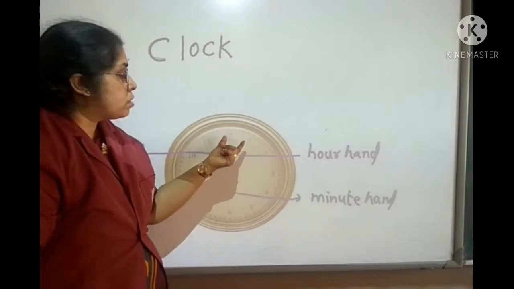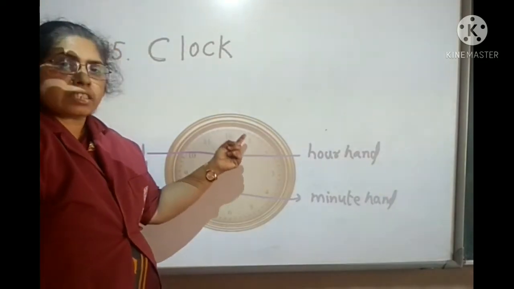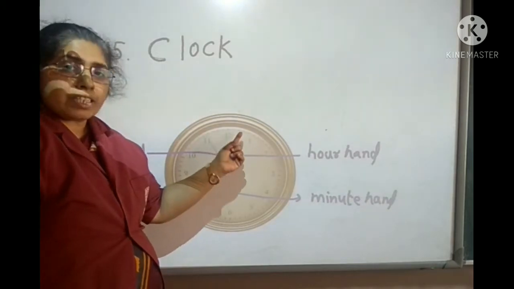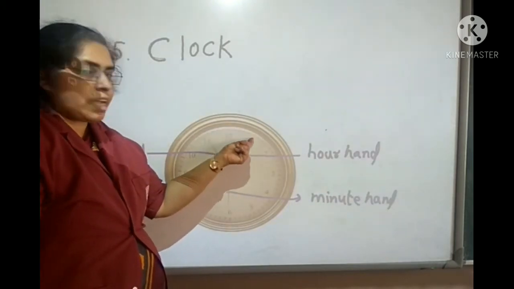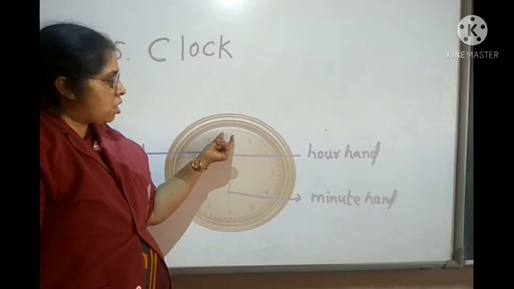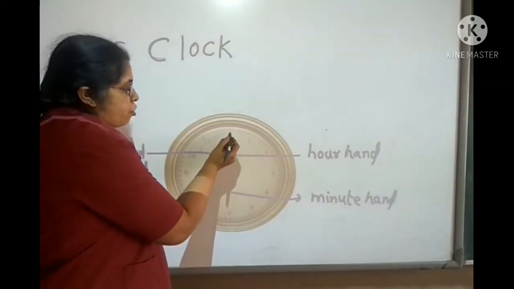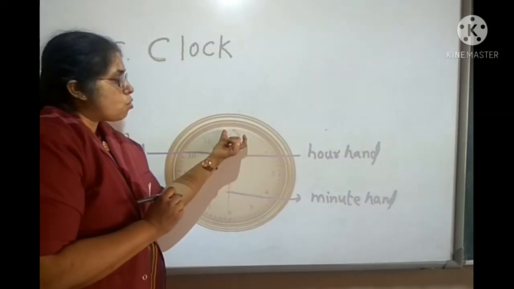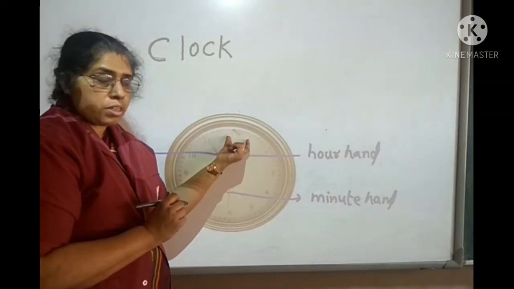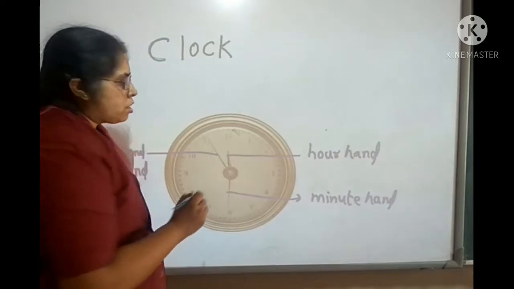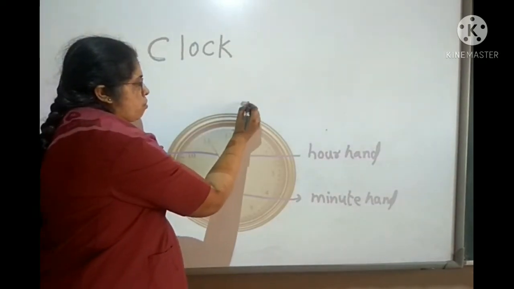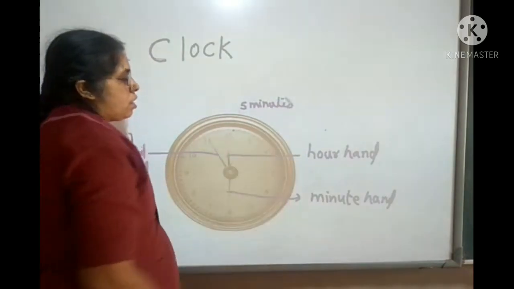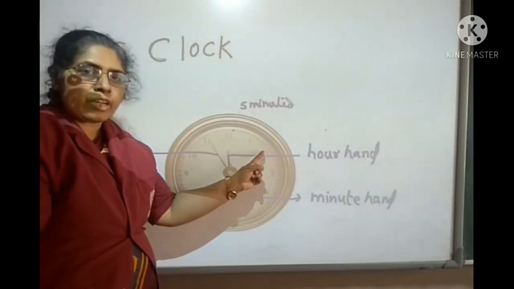On this clock, between two numbers, there are 5 small lines. Those small lines are called the minutes. After 12, there is one line, that is 1 minute. So, between these two numbers there should be 5 minutes. Between these two numbers, 5 minutes. From 1 and 2, again 5 minutes.